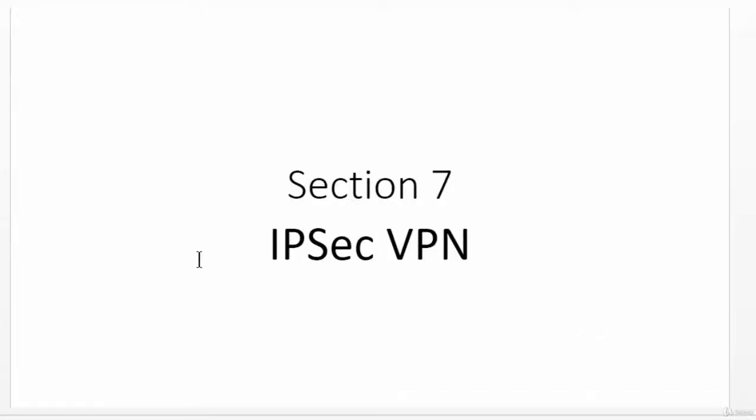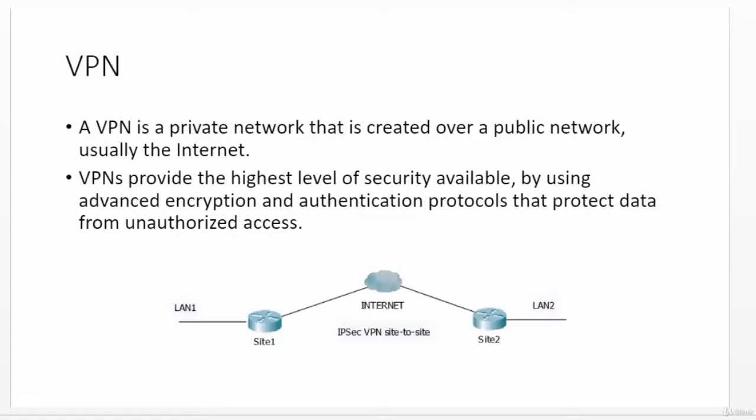Hi, in this lesson I will discuss IPSec VPN. A VPN is a private network that is created over a public network, usually the internet. VPNs provide the highest level of security available by using advanced encryption and authentication protocols that protect data from unauthorized access.